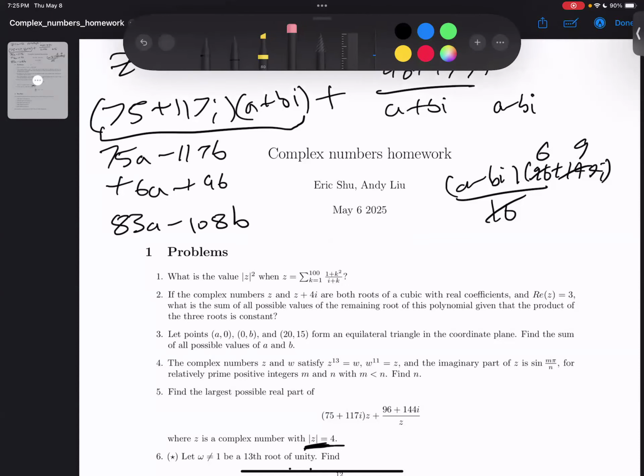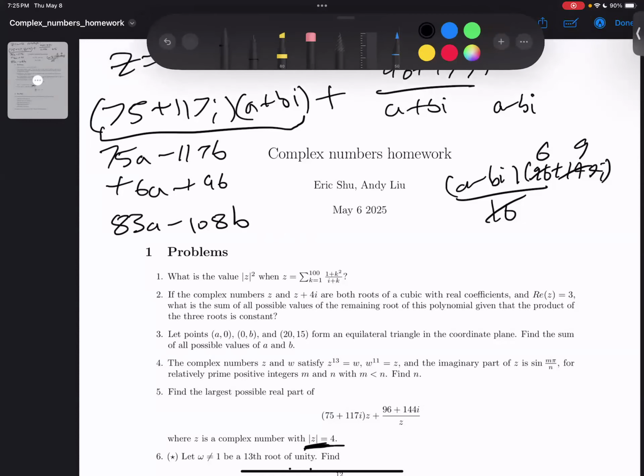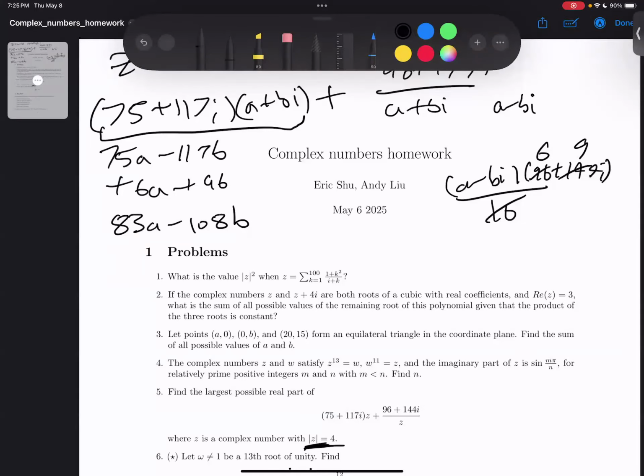Wait, I might be tripping, but I'm actually kind of confused now. Andy, do you know what to do? I swear I solved this. I solved this in the AIME. I'm kind of lost now. Wait, what? How do you keep going?